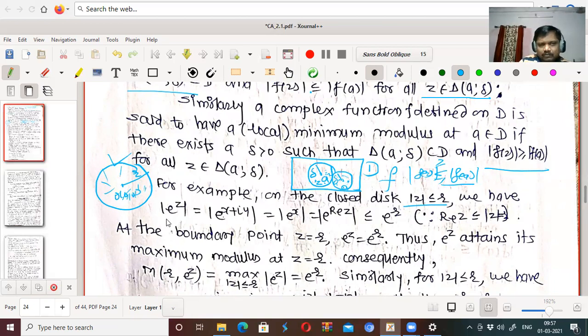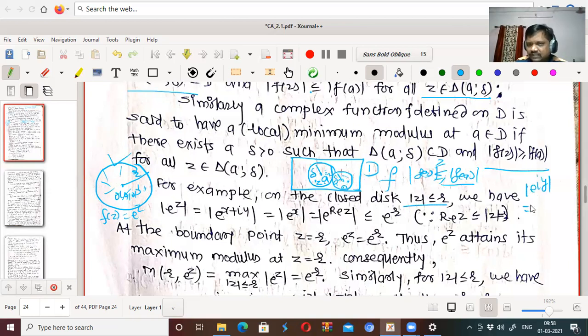We have mod of e to the power z, meaning f of z. So let f of z equal e to the power z. Then mod of f of z equals mod of e to the power z, equals mod of e to the power x plus iy. We know that it is equal to mod of e to the power x times e to the power iy, that is mod of e to the power x times mod of e to the power iy. But mod of e to the power iy is always equal to 1.